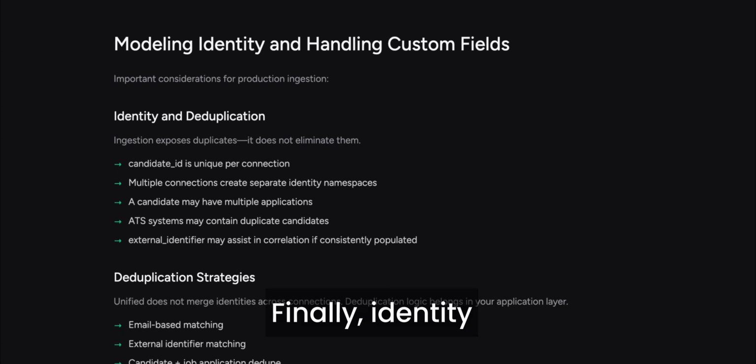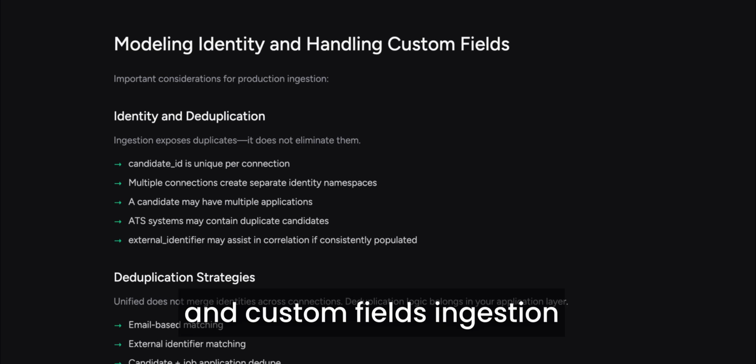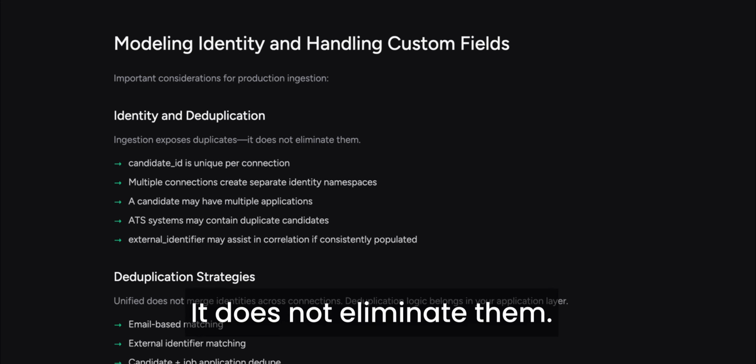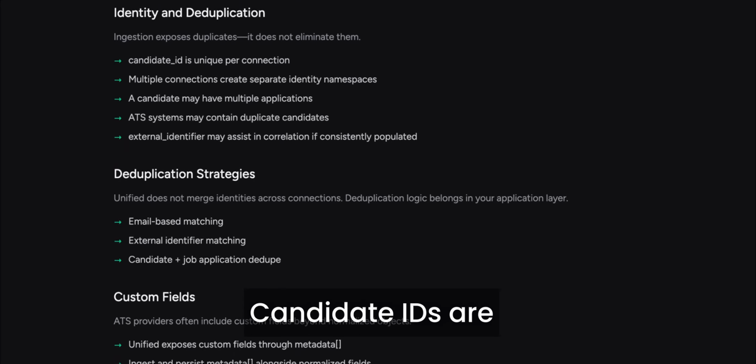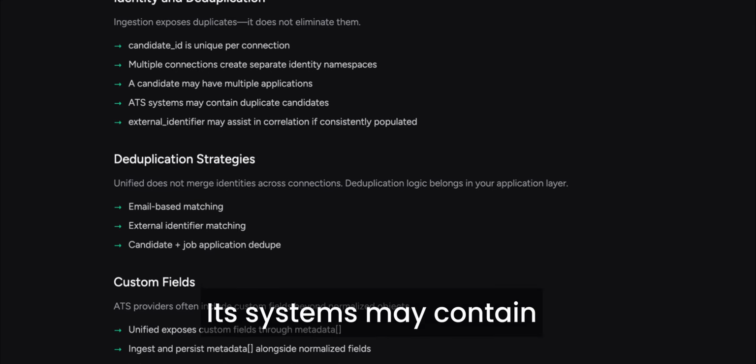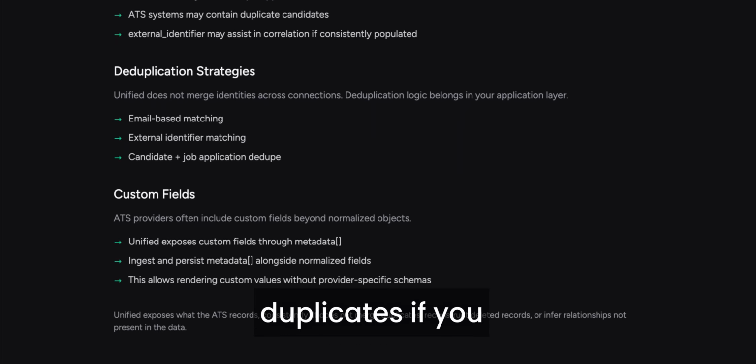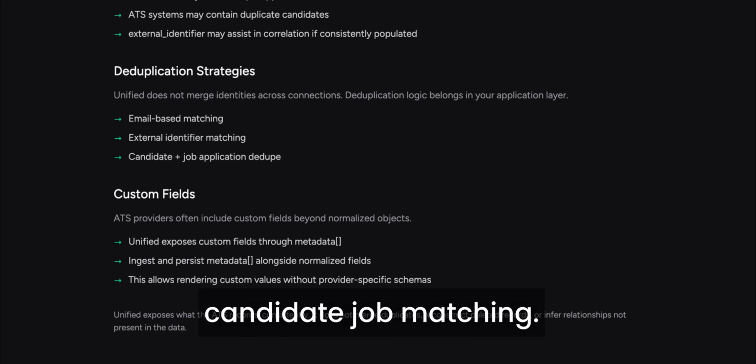Finally, identity and custom fields. Ingestion exposes duplicates. It does not eliminate them. Candidate IDs are unique per connection. Multiple connections create separate identity namespaces. ATS systems may contain duplicates. If you need deduplication, that logic belongs in your application layer: email matching, external identifiers, or candidate plus job matching.